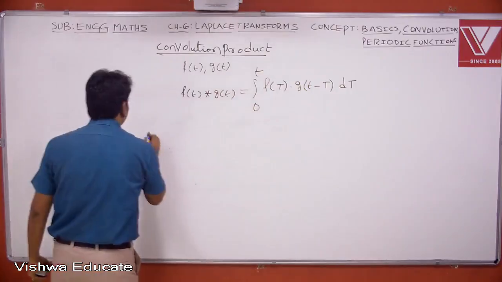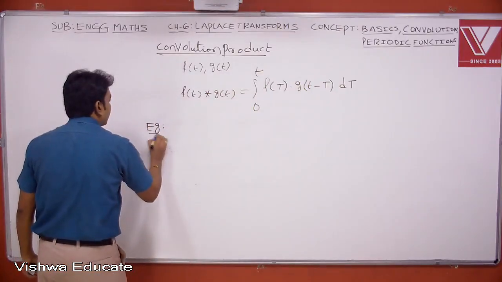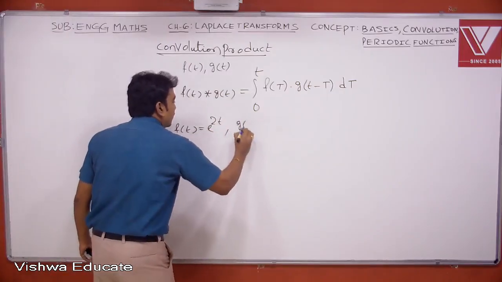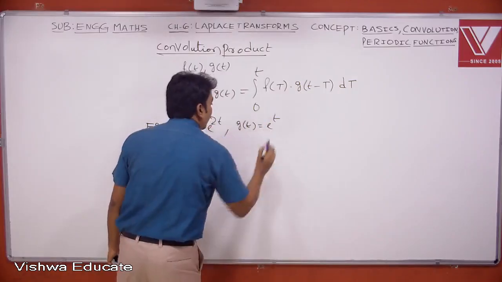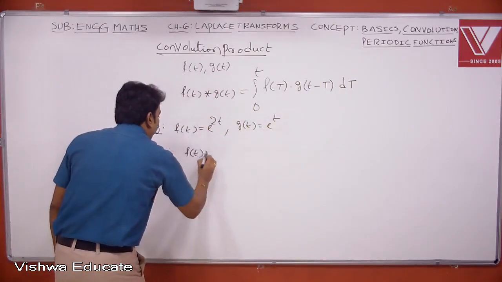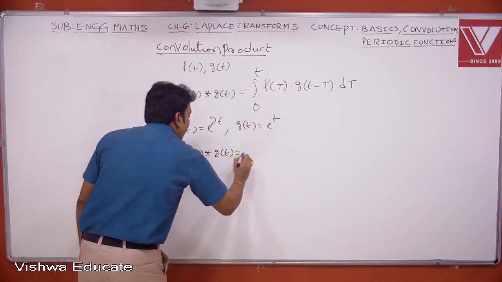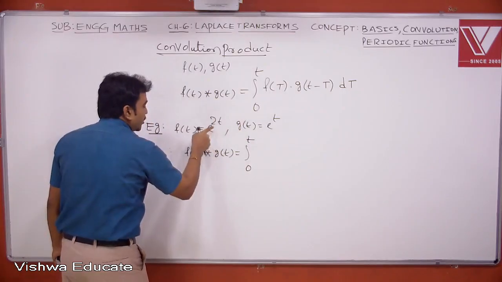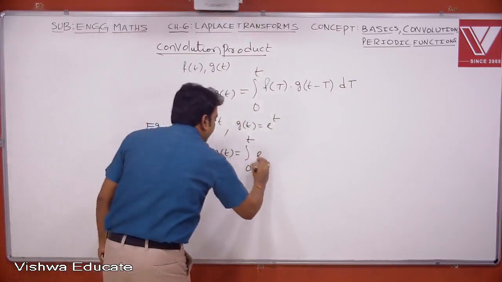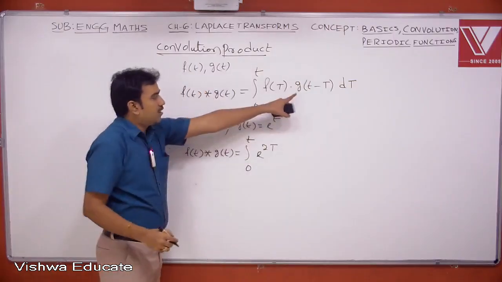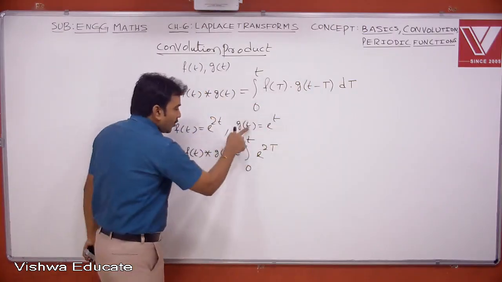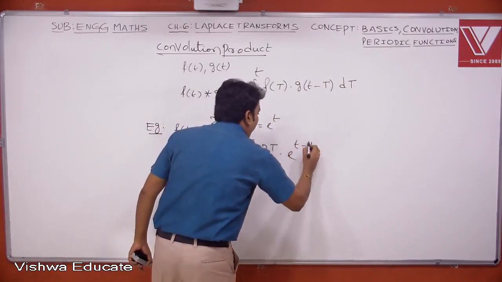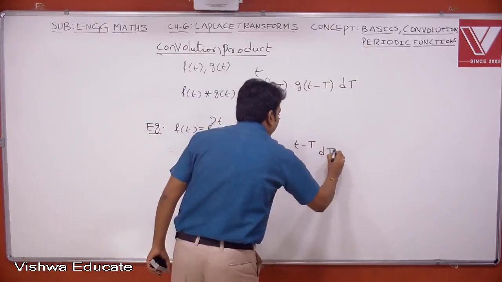Let us see an example. Suppose we have f of t equal to e power 2t and g of t equal to e power t. Now f of t star g of t is nothing but integral 0 to t f of capital T. This is f of small t, but I want f of capital T. So this is e power 2T. I want g of small t minus capital T, so this t is replaced by t minus capital T. So therefore this is e power small t minus capital T into dT.